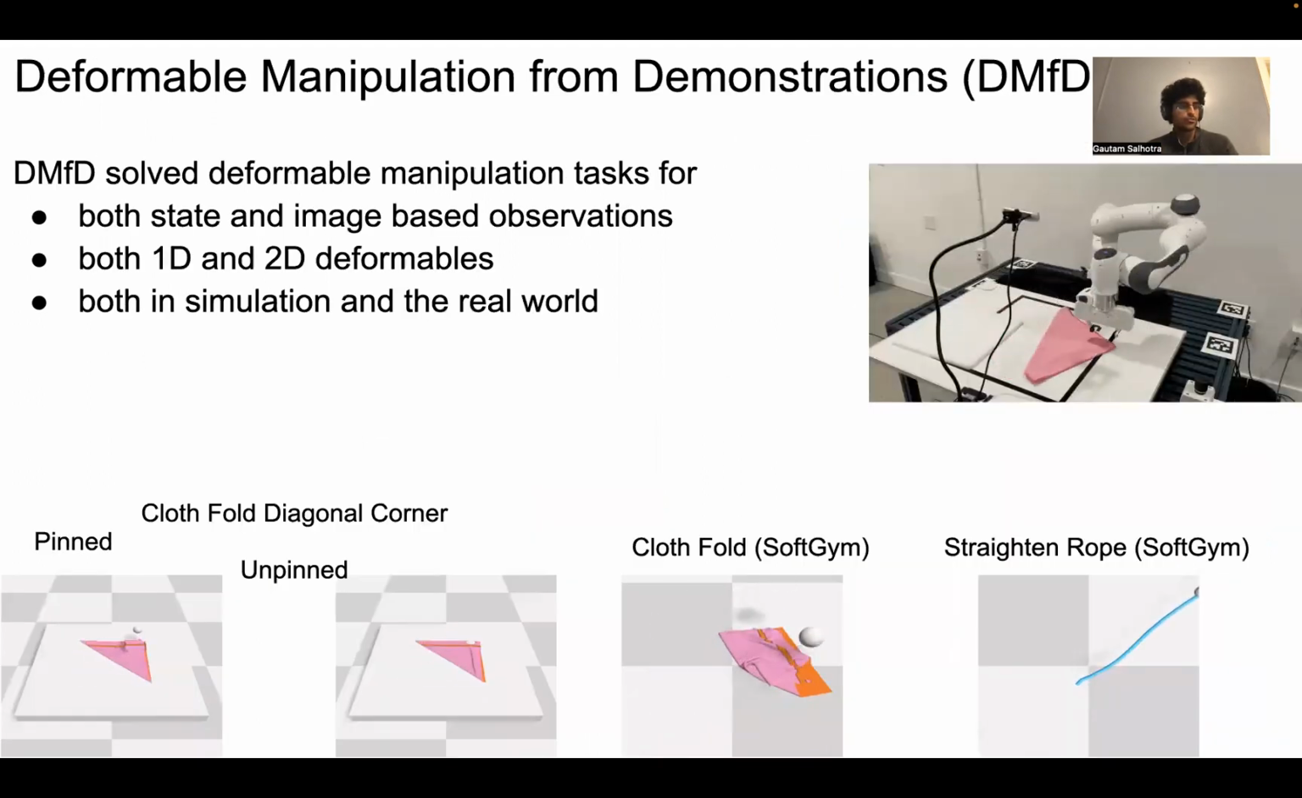We propose a new method, Deformable Manipulation from Demonstrations, or DMfD, for an agent to use experts' data while learning to solve deformable manipulation tasks. It is designed to work with state and image-based observations with both 1D and 2D deformables, and in both simulation and the real world. Now let us look at the DMfD training pipeline.